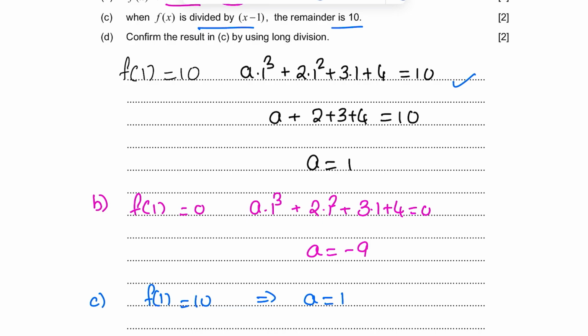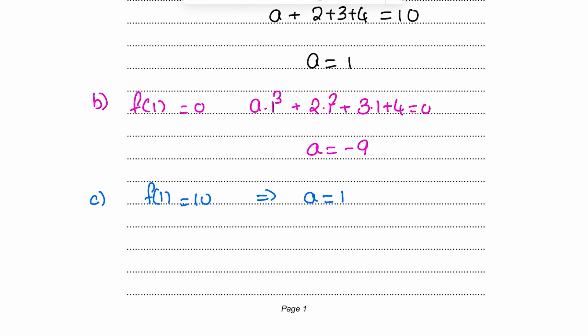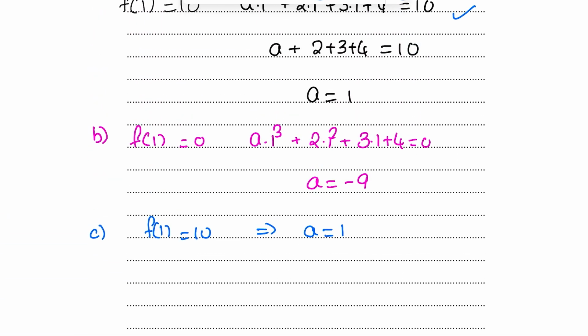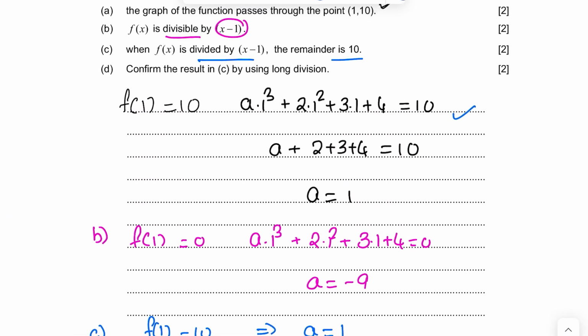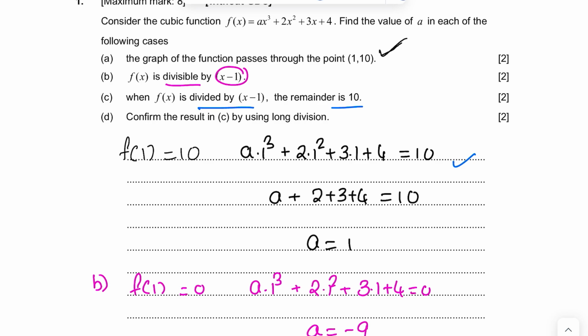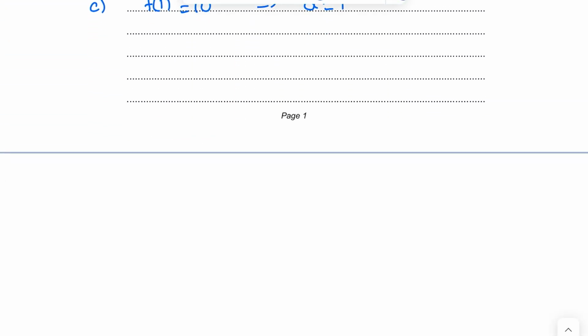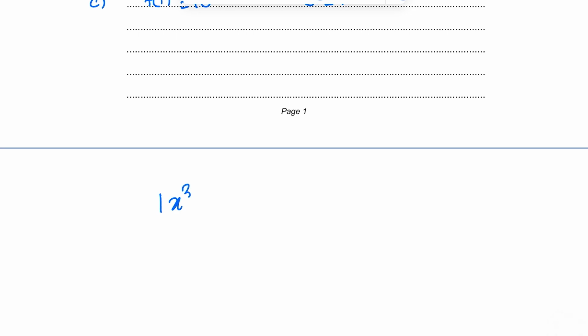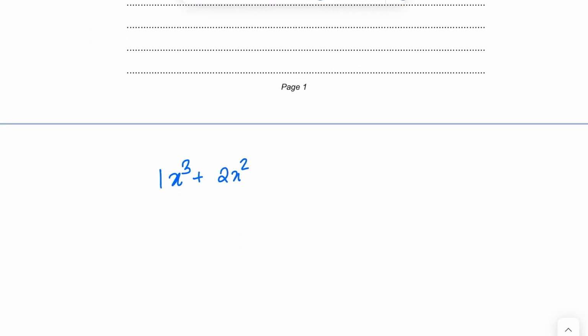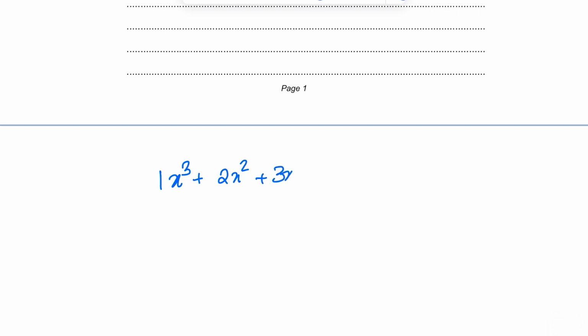Confirm the result in part c by using long division. So I have to do the long division to get the result in part c. Let me add a page over here so that I can get that answer. So it was ax cubed, a was 1, so x cubed plus 2x squared plus 3x plus 4. Now I divide by x minus 1.